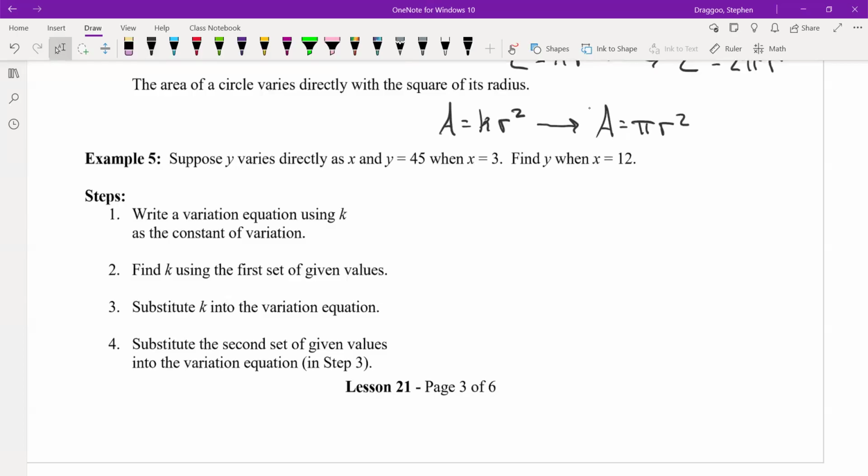But I can see that X goes from 3 up to 12. X quadruples. It increases by a factor of 4, which means Y is also going to increase by a factor of 4. So if I look at 45 times 4, I'll get 180. So that should be my new answer.